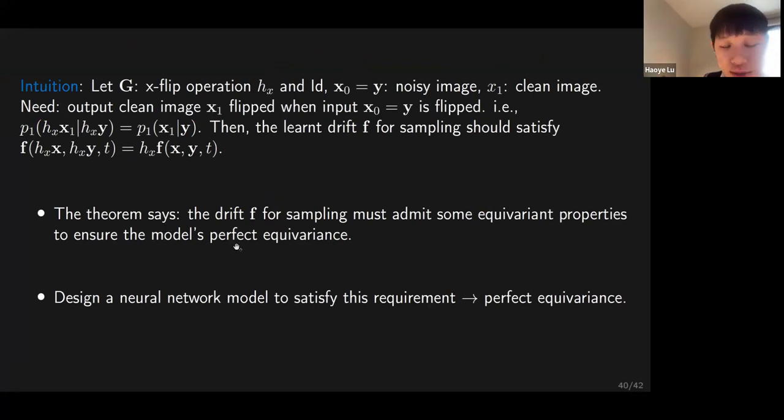To sum up, the theory basically says that if we want the model to preserve perfect equivariance, we need to assume that the drift F we use to derive our model must satisfy some equivariance property. So how do we achieve this in practice? We need to design a neural network model to satisfy these equivariance properties, and then we can achieve perfect equivariance of our model.